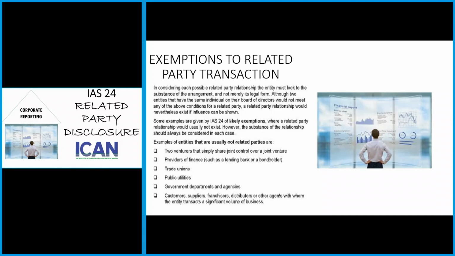Your customer, you must sell to somebody, you must buy from somebody, franchisor, even franchisee, distributor, and other agents to whom the entity transacts a significant volume of transactions.